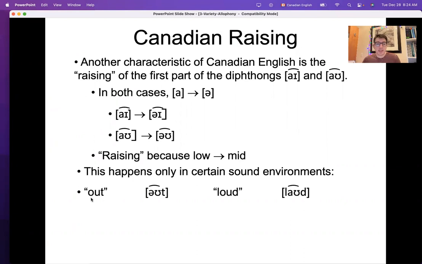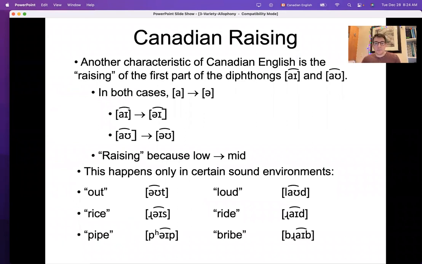For example, instead of saying the low vowel in "out," you say the raised vowel, but you say "loud" normally. Instead of saying "rice" with the low vowel, you say it raised, but you say "ride" normally. Instead of saying "pipe" with the low vowel, you say it raised, and still you do say "bribe" normally. In the same manner, you say "like" and "rise."